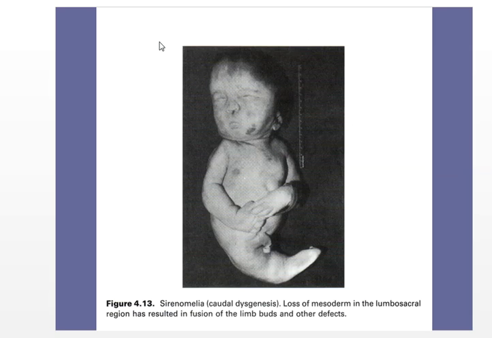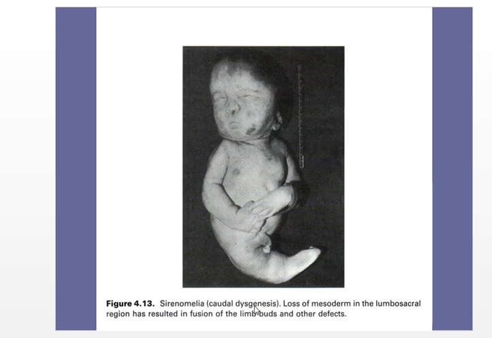Here you can see some teratogenesis associated with gastrulation. As you know, the primitive streak is formed during the 3rd week of development, and after 1 week it gradually decreases in size and is obliterated. If the primitive streak is obliterated and disappears before the normal time, we have an abnormality like this one, named sirenomelia or caudal dysgenesis.